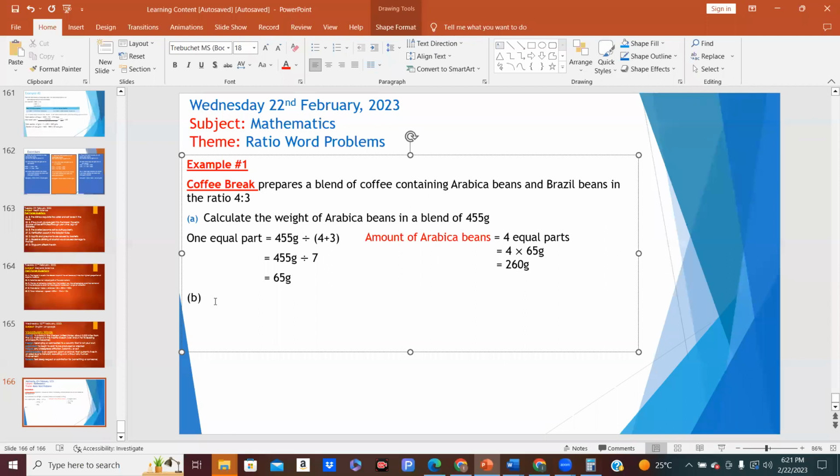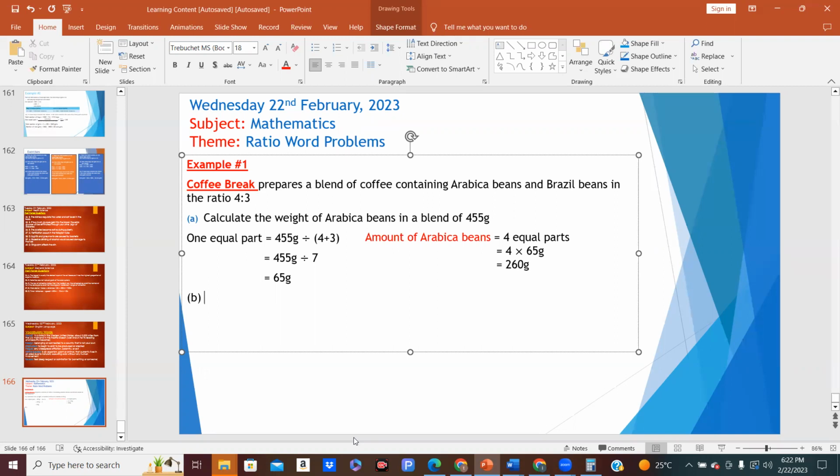How many? How much, rather? Three. No, I mean, how many grams of Brazil beans are in the blend? 195. And you can get that by simply subtracting. Okay.